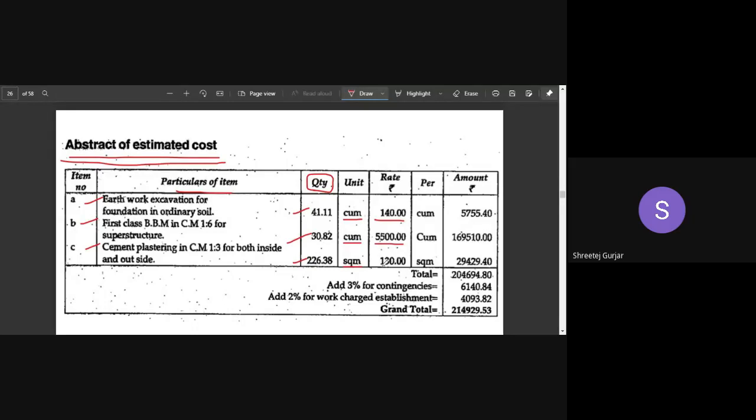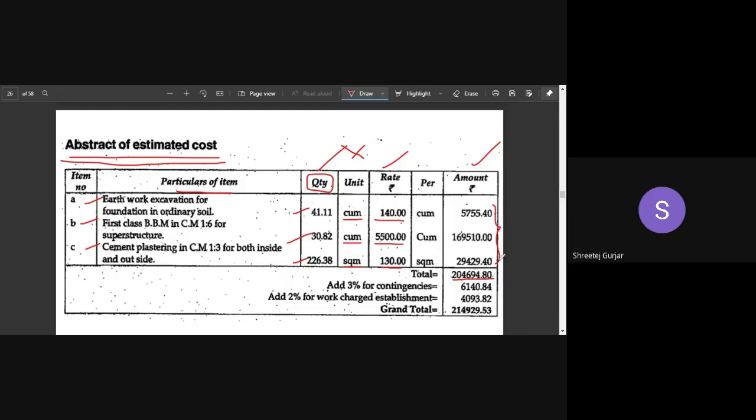So for plastering work, it is 130 rupees per square meter. Multiplying quantity by your rate, you get your amount. Add all of this, and you get your total amount. Here it is around 2 lakh, around 2,04,000.